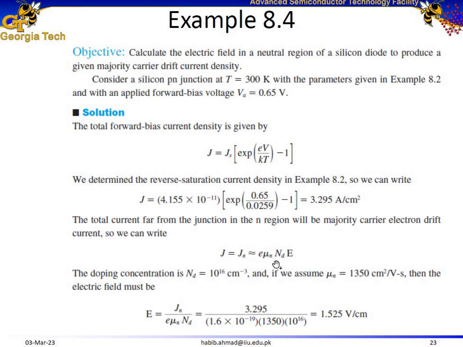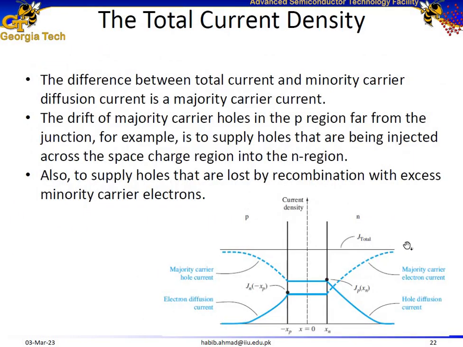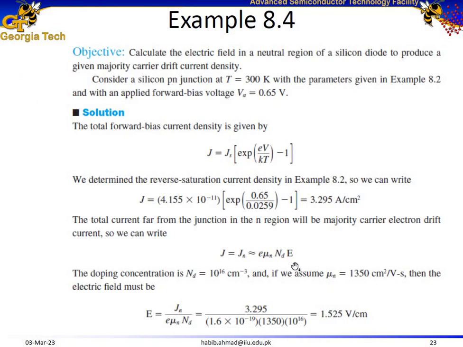And then which is further equal to, in the neutral region. Here we are talking about the neutral region. Now we are staying away from the diffusion region. So away from the diffusion region, the current would flow because of drift. And the equation for drift is this one.